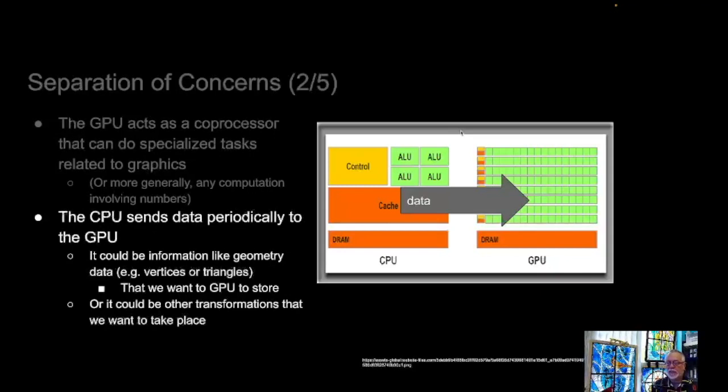In a typical game engine, we send data to the GPU either 30 times a second, or if you're really going for the high end, 60 times a second, 60 hertz.